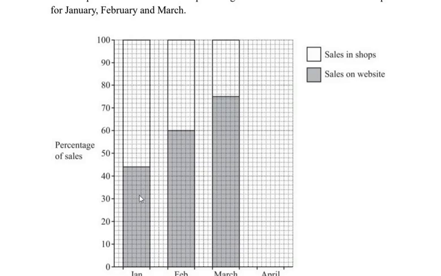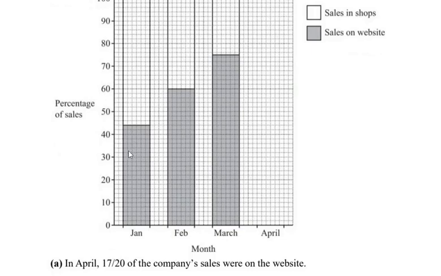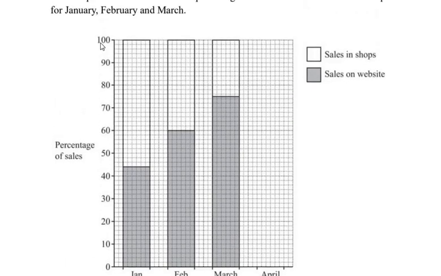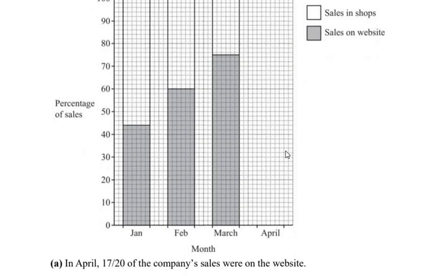Now if we consider the month of January, which is given over here, we can see that this is 44. So 44% out of the total 100% of the sales of items were on the website, and the remaining 56% of the sales of items were in shops. Likewise, they have given here that out of a total of 20 items in the month of April, 17 items were sold on the website. So we have to represent this data on the bar chart.